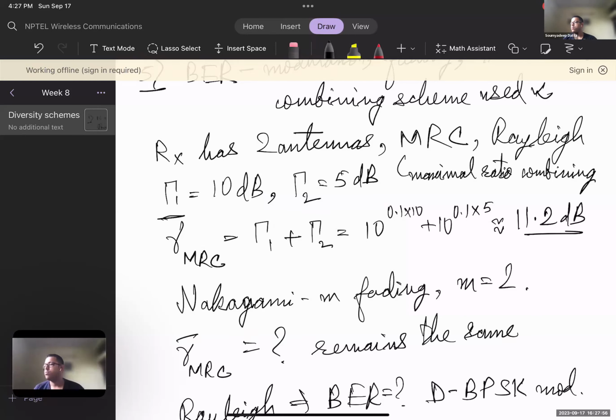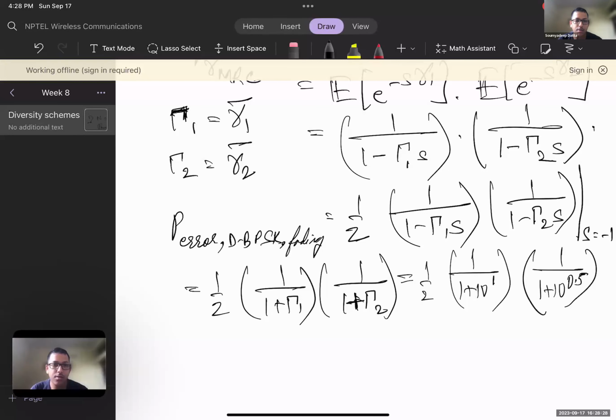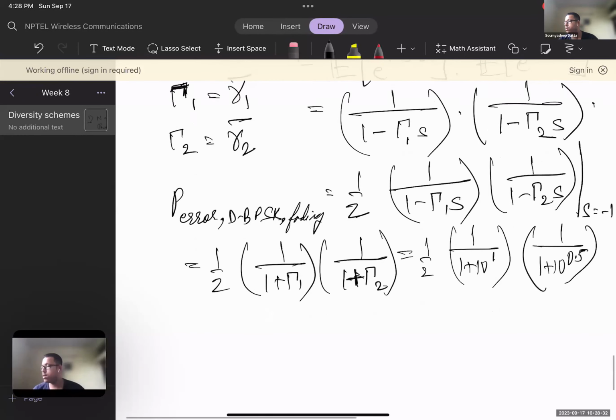Again, convert dB into linear. 1 by 1 plus 10 to the power 1, times 10 dB is 0.1 into 10. And 1 by 1 plus 10 to the power 0.5, so this is 5 dB. And you can calculate and get the answer for Rayleigh fading.